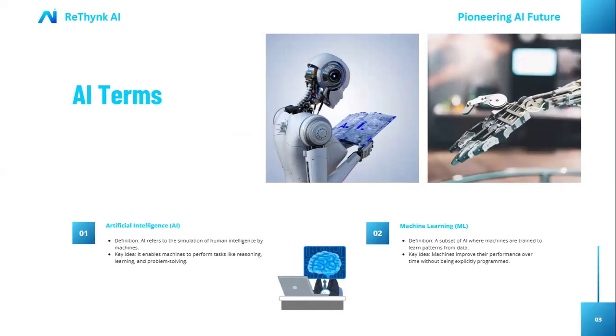So here is our first AI term of the day, which is artificial intelligence itself. So what is artificial intelligence? AI refers to the simulation of human intelligence by machines. It's like there is a machine which can represent the intelligence of a human being.